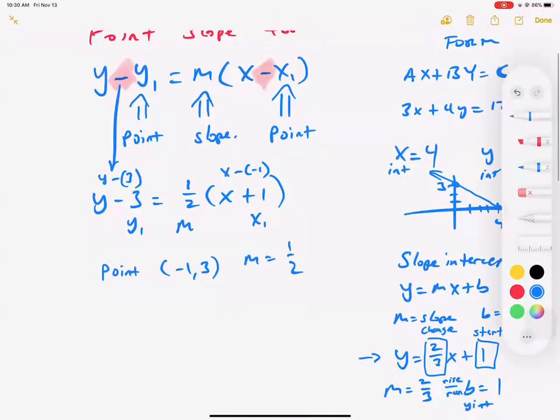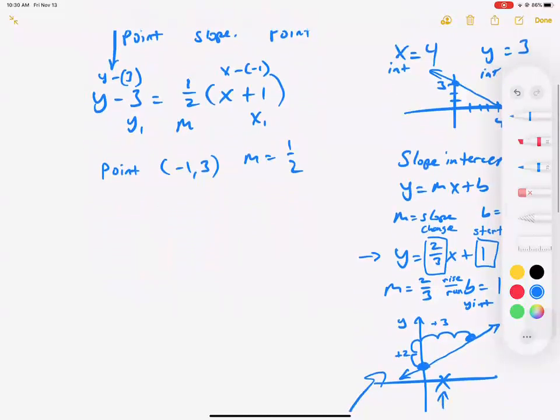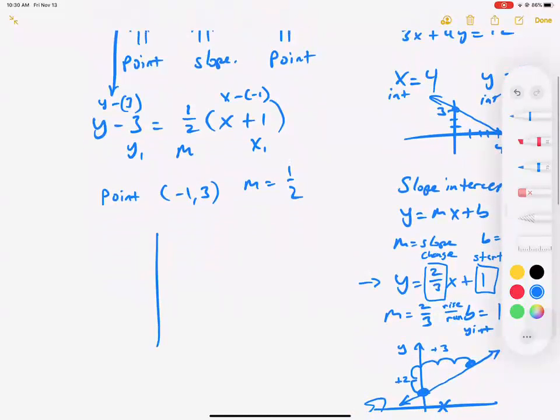Now, why would I say this is easier than y-intercept? Because I gave you the point. Let's go find that point. -1, 1, 2, 3. Put a dot. And the rise over the run. Rise over run is 1, run 2. There we go.